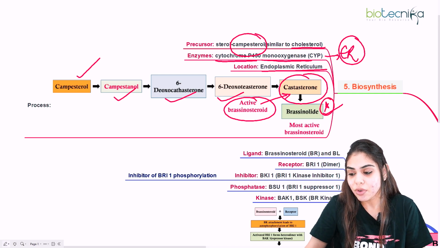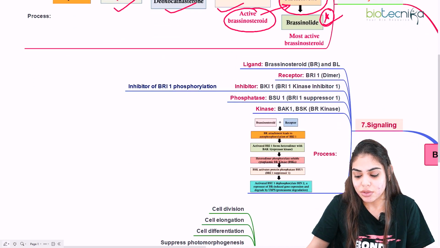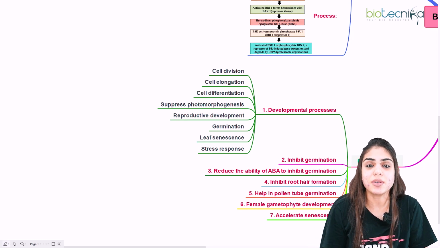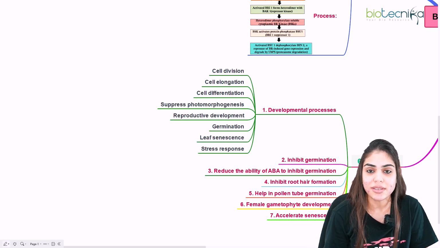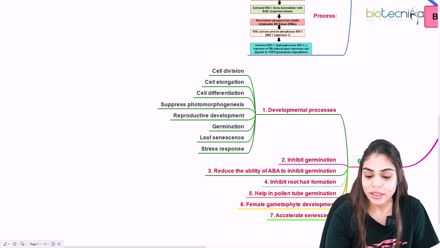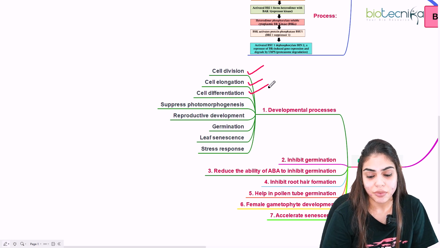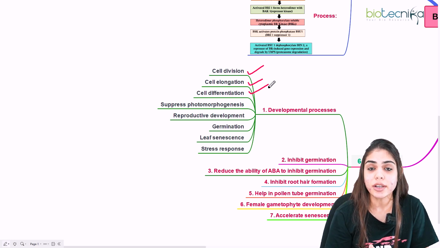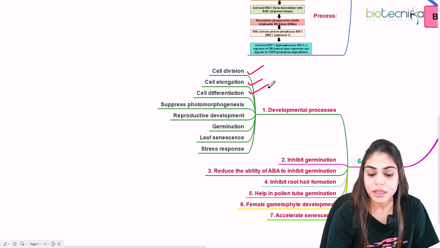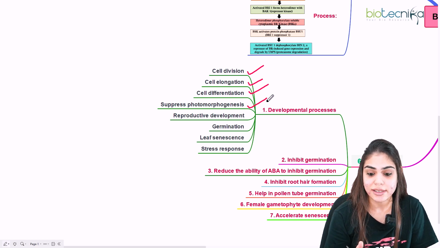Now coming to the functions of this brassinosteroid. This brassinosteroid serves many different functions in the plant cell. The first function is developmental process, as it is involved in cell division, cell elongation, and cell differentiation, regulating the functional activity of the plant cell. It suppresses the photomorphogenesis mechanism.